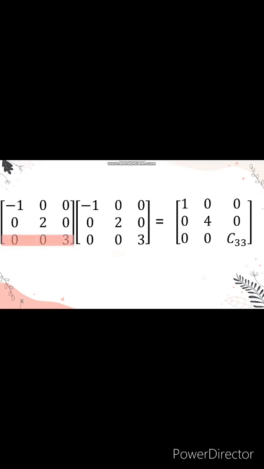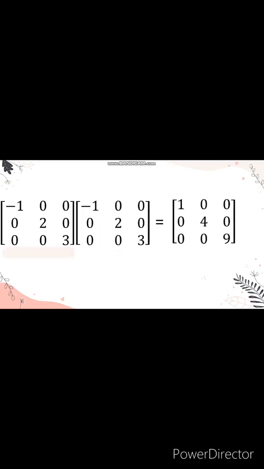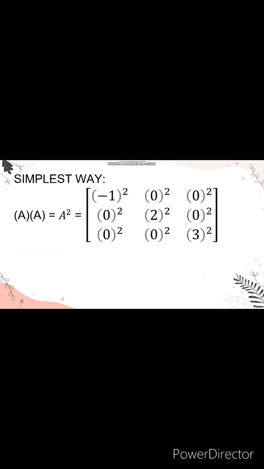Multiply row 3 to column 2 to get the value of C sub 3,2. C sub 3,2 is equal to 0 times 0 plus 0 times 2 plus 3 times 0, and we get 0. And last one, we multiply the third row to the third column to get the value of C sub 3,3. C sub 3,3 is equal to 0 times 0 plus 0 times 0 plus 3 times 3, and we get 9.